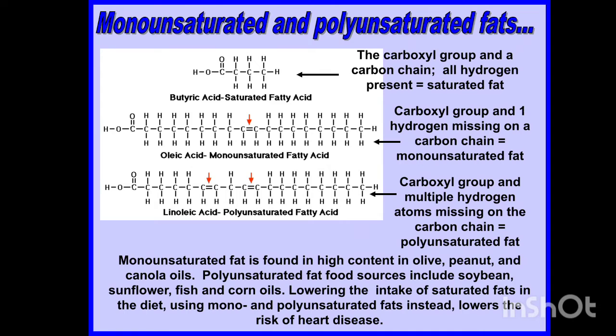Monounsaturated fat is found in high content in olive, peanut and canola oils. Polyunsaturated fat food sources include soybean, sunflower, fish and corn oils. Lowering the intake of saturated fats in the diet, using mono and polyunsaturated fats instead, lowers the risk of heart disease.